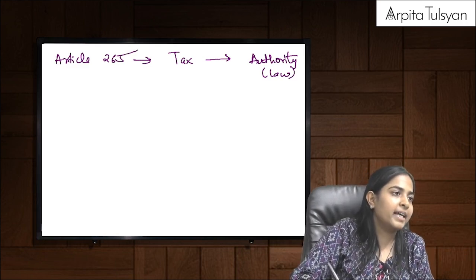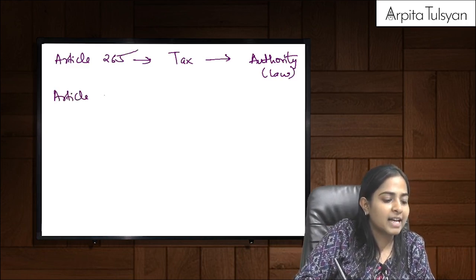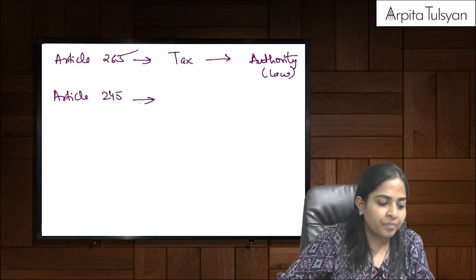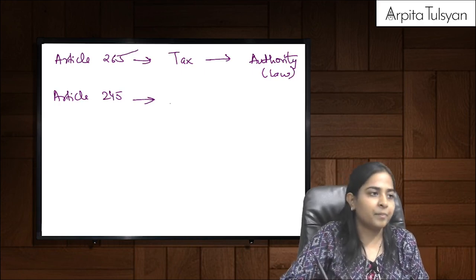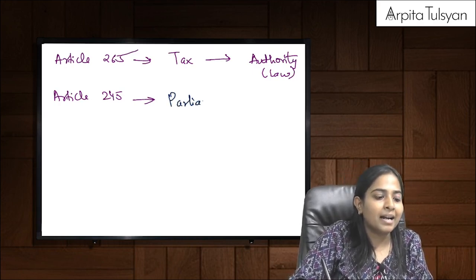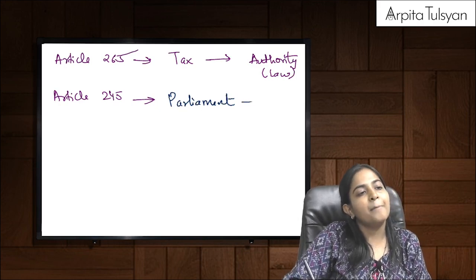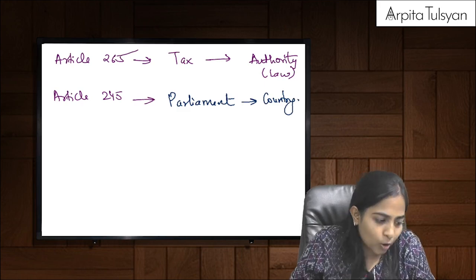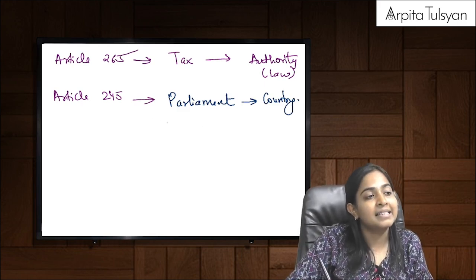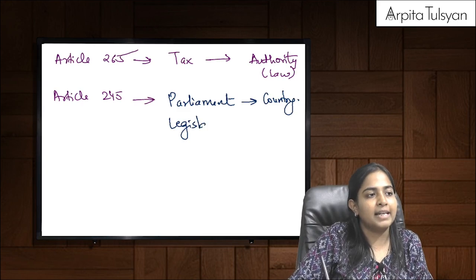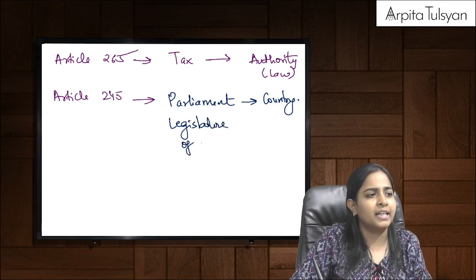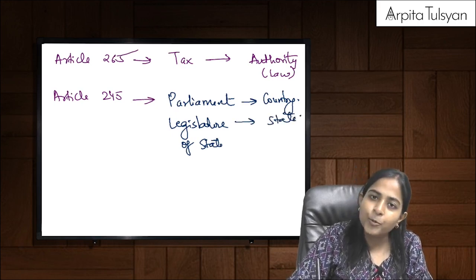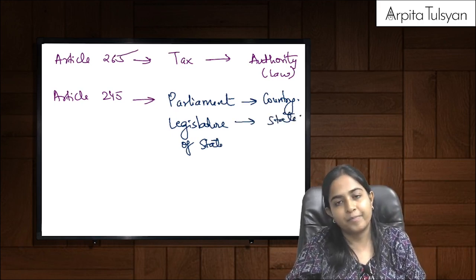Yes? Okay. Then the next thing we have here is Article 245. What does Article 245 talk about? Article 245 says that in our country, Parliament makes laws for the entire country, and the legislature of any particular state makes law for that particular state. Do we already know this? Answer is yes. Are you clear with this?